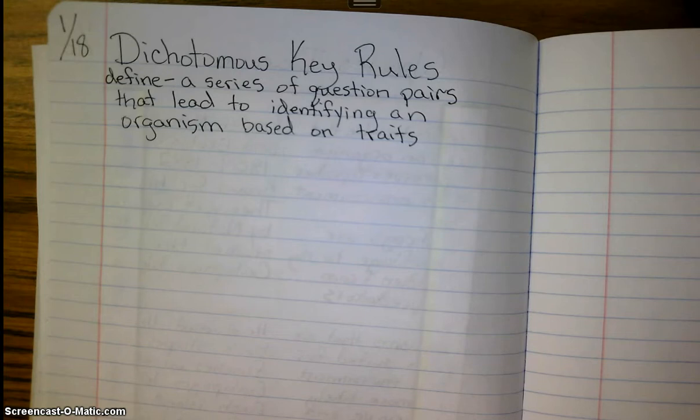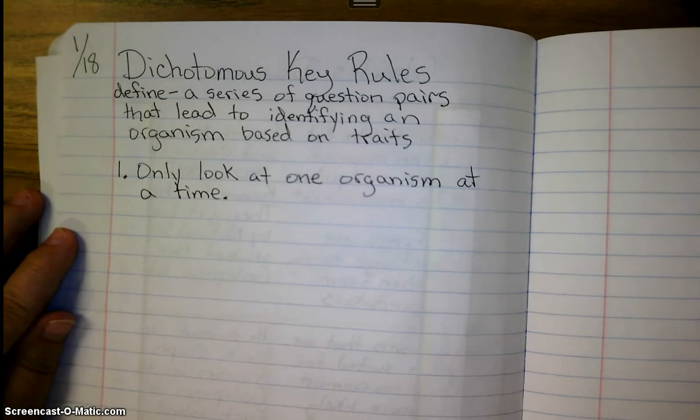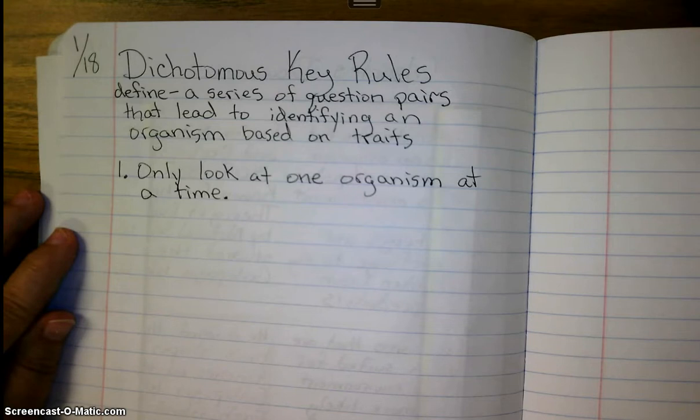So there are some main things that you need to think about when using a dichotomous key. You're only going to look at one organism at a time. It's very tempting, especially if they're using common names instead of scientific names, to get down to about question 3 or 4, and it says something like, looks like a heart, or looks like a star, and you go, oh, I know what that one is, and you jump to a different organism. Please don't do that. You're very likely to make a mistake when you do that. It will work out sometimes, but it won't work out all the time. So it's always important that you only look at one organism at a time until you identify that one organism. Then you go back and go through the steps again for another organism.